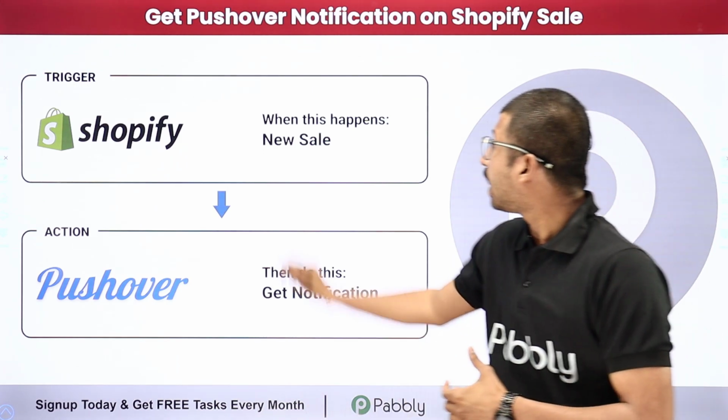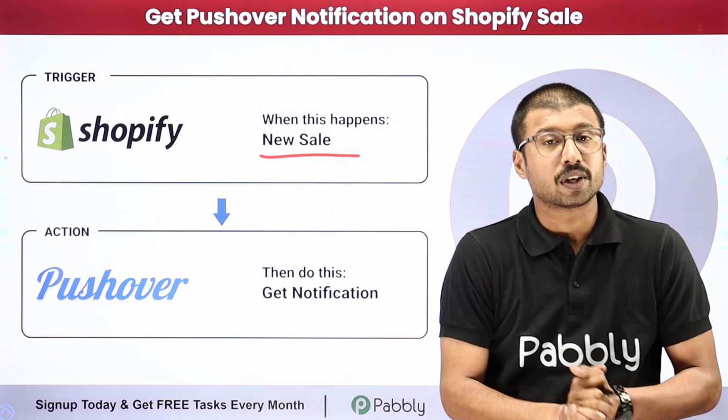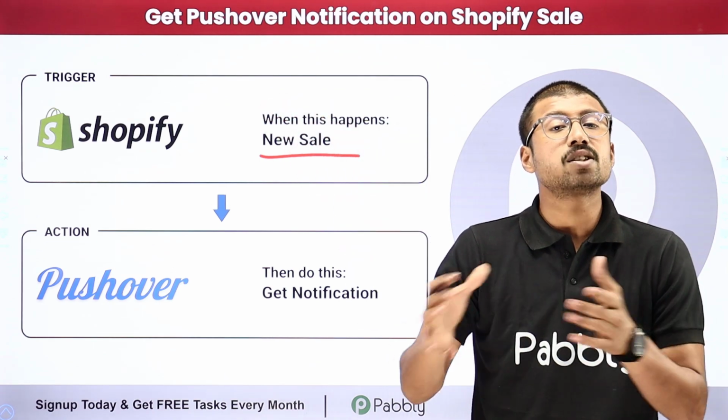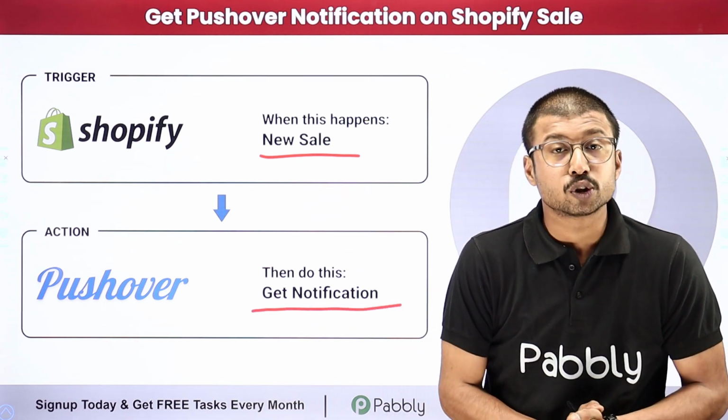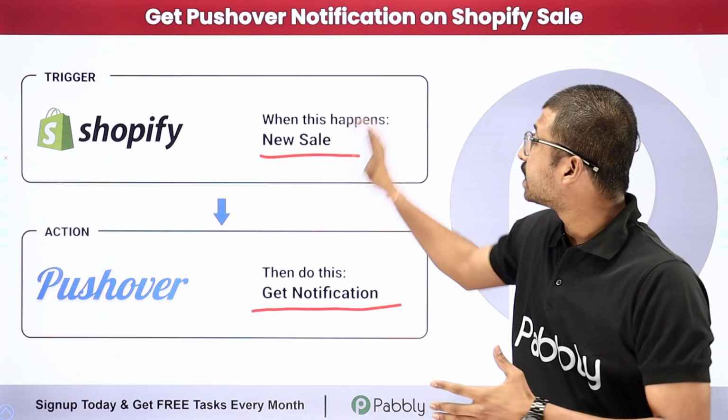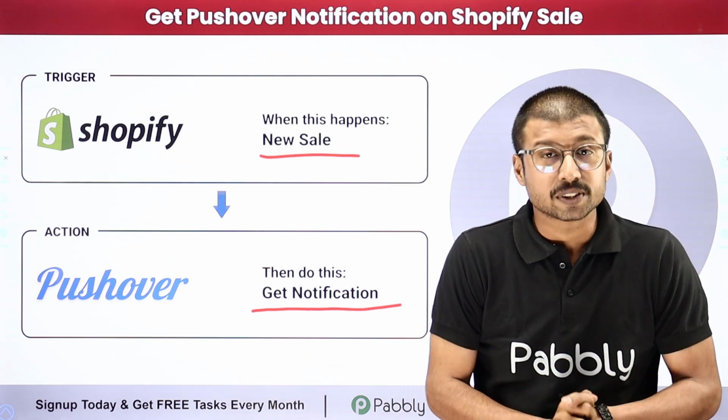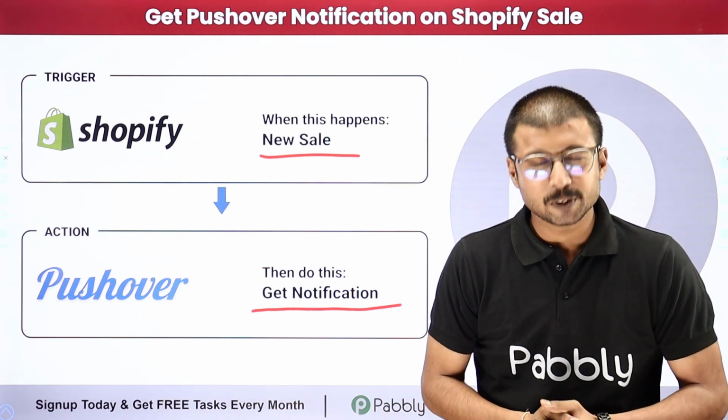In this automation, as a new sale happens in our Shopify store, automatically with the details of the same sale, we are going to get a push notification on our phone using Pushover. Now, if you want to learn how you can set up this complete automation all by yourself, you just have to come with me to my screen.